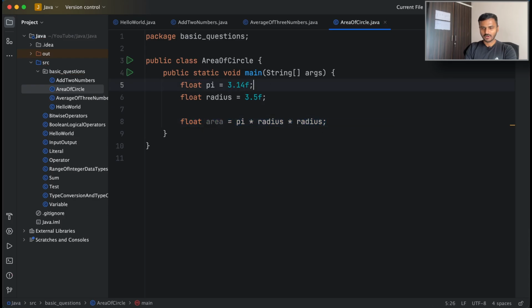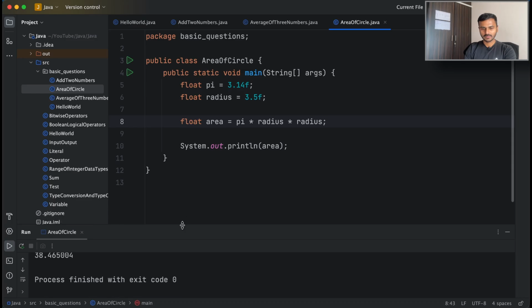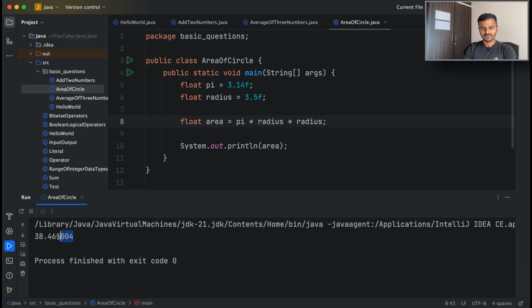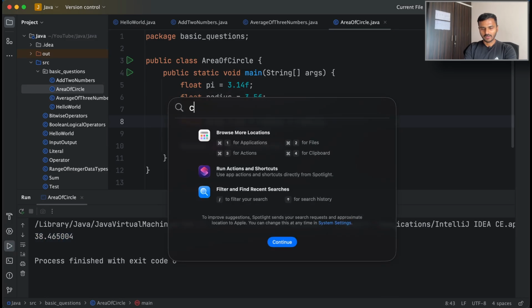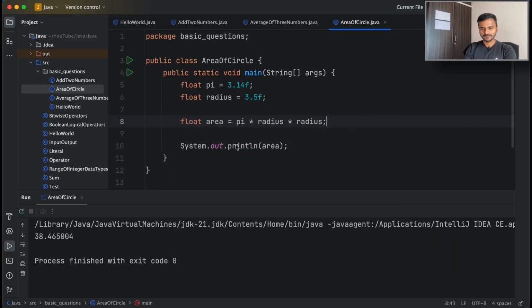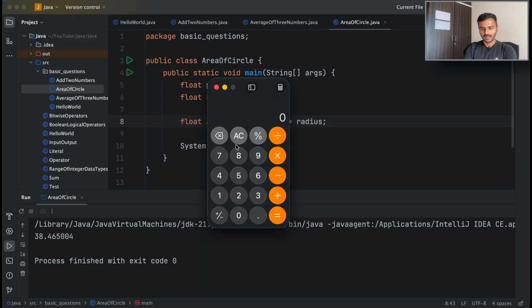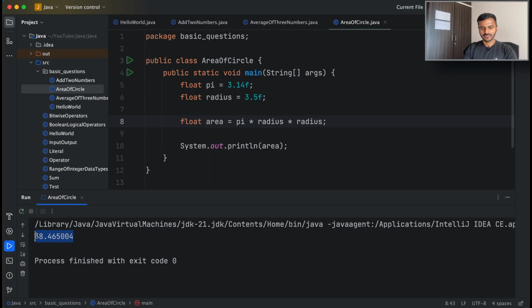And over here, I forgot to put a semicolon. Now, let me just print the value of area and see what we get. We got 38.465004. Now, if I open calculator and I say 3.14 multiplied with 3.5 multiplied with 3.5, I will get 38.465. But over here, I'm getting 38.465004. Now, why is that happening?